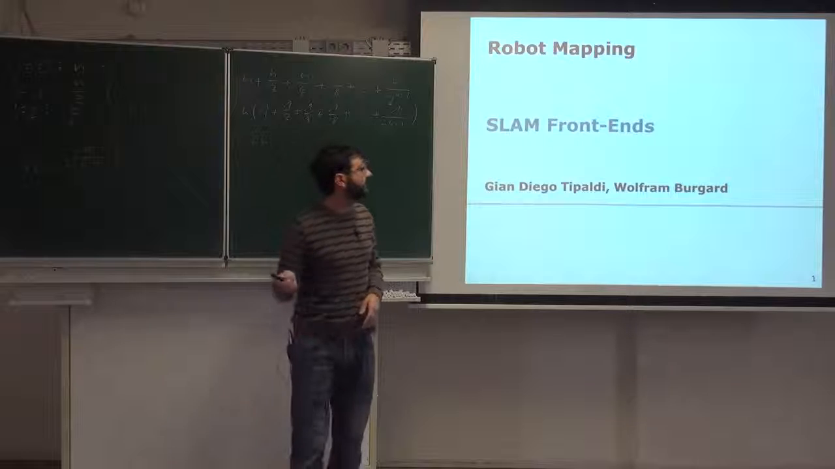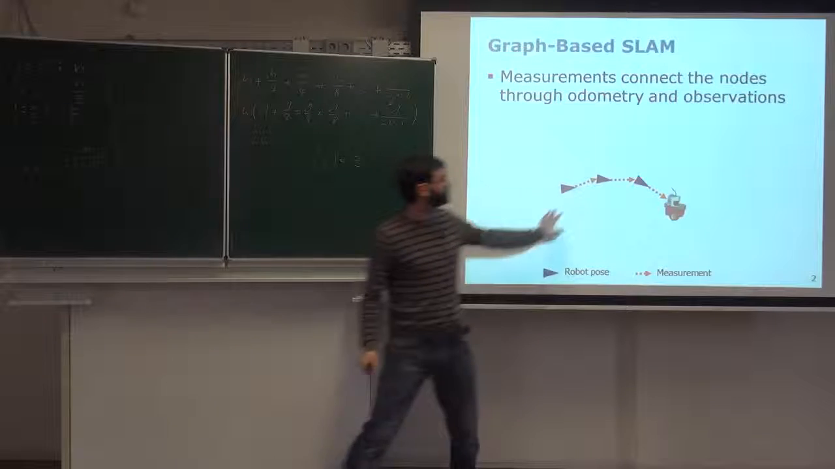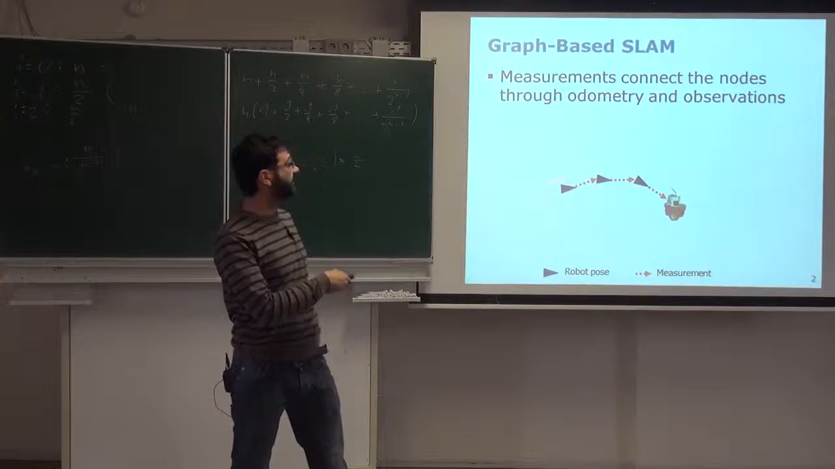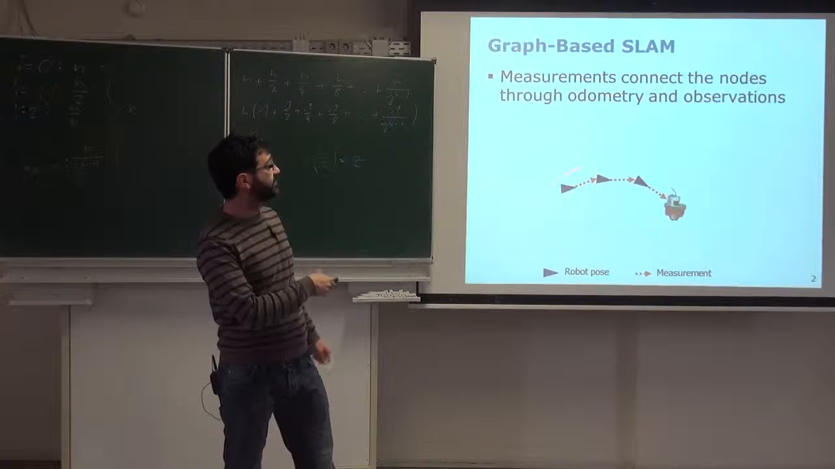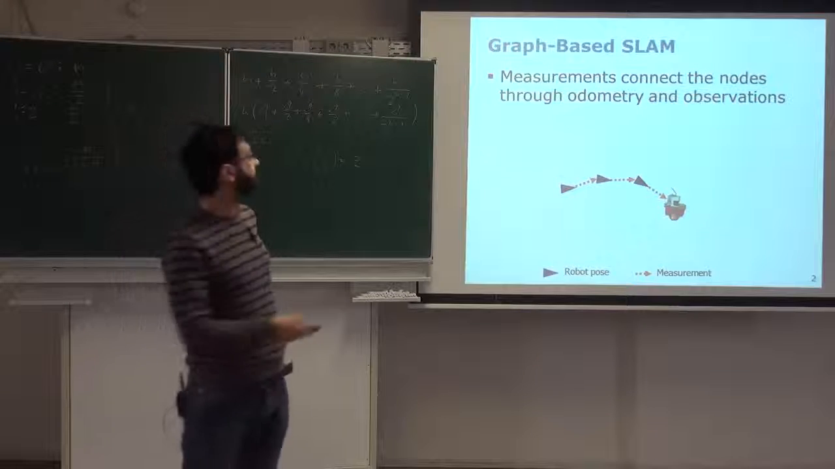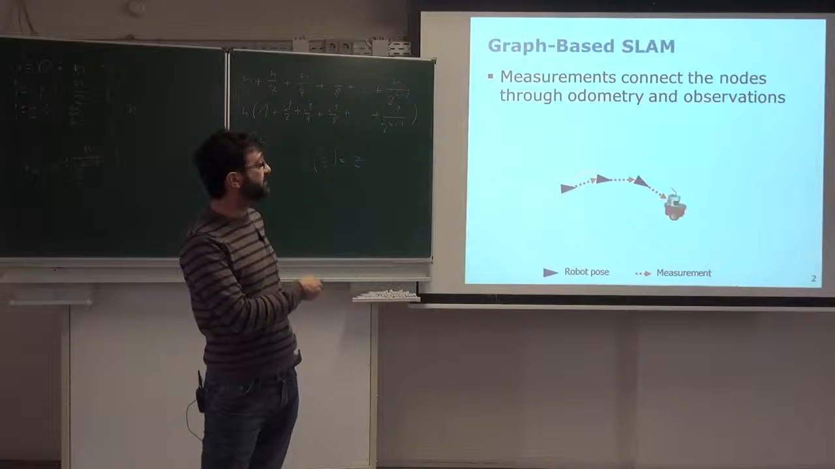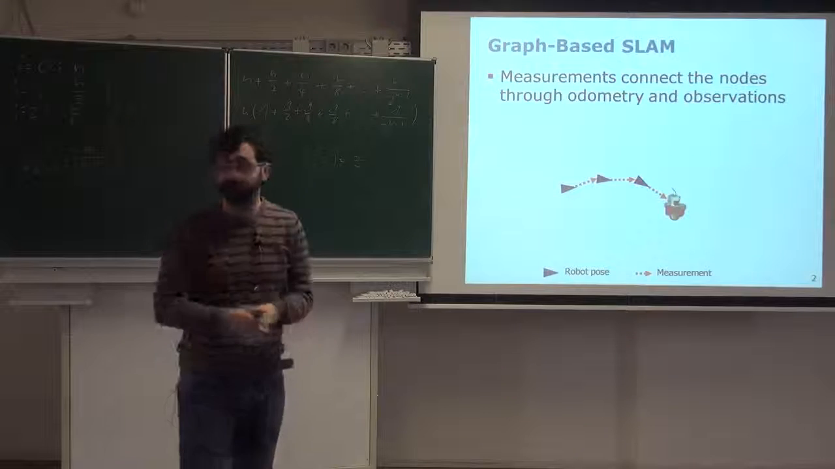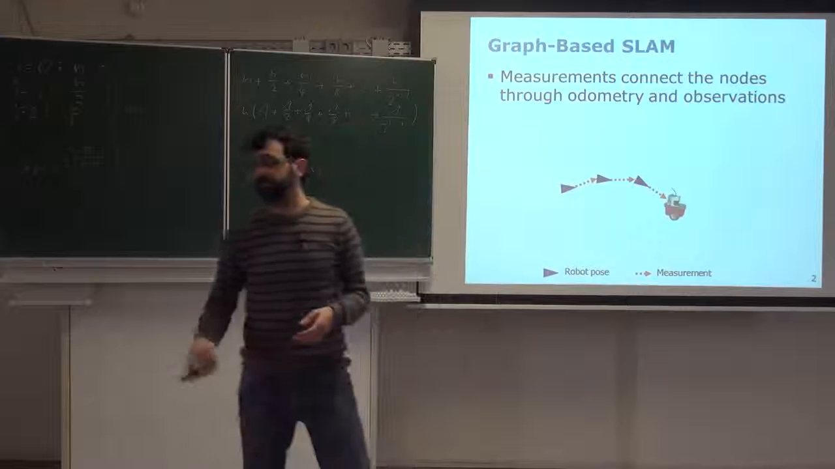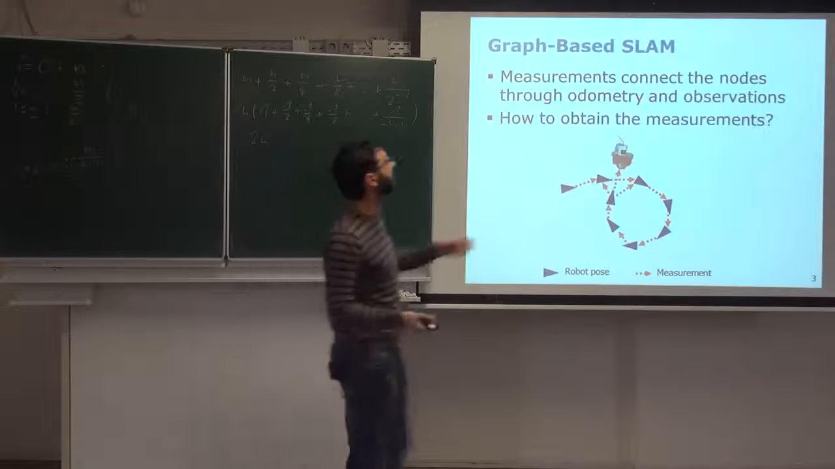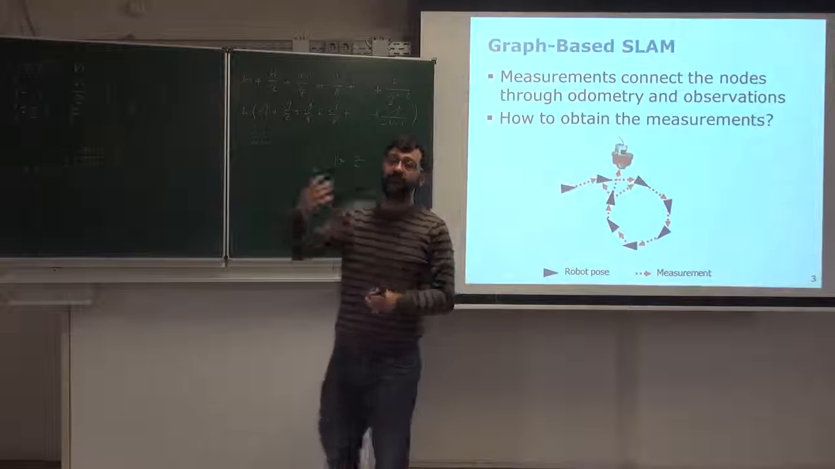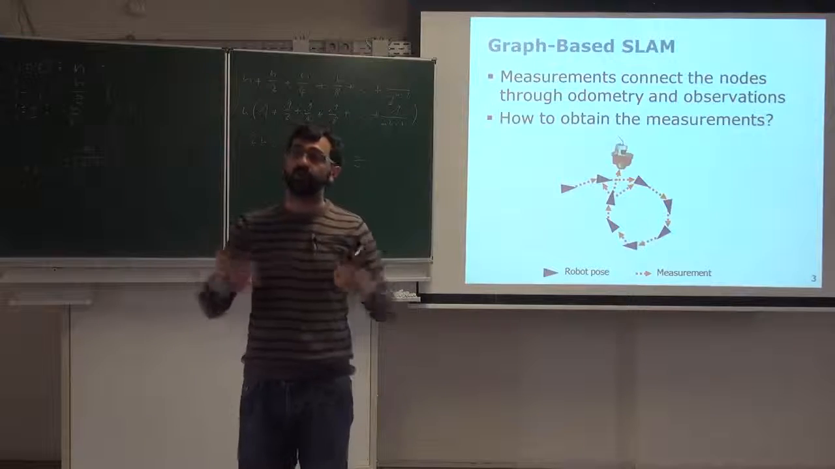So regarding the front end, what we've seen so far is the usual picture of graph-based SLAM, where we have the robot traveling around. It has different poses, different measurements here in orange, and it collects them over time. And we said that one type of measurements are the odometry measurements, which are the ones that robots collect while moving around. And then there is another part of measurements which come from loop closure, or loop closing.